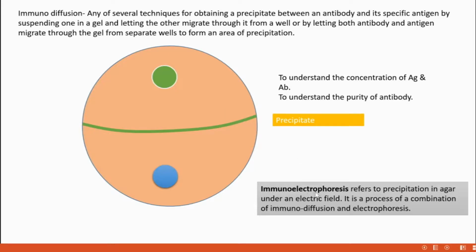Then immunoelectrophoresis is the same process, but for making that movement we are using an electric field. That's the difference. For these two processes, agar is used as the supporting medium.